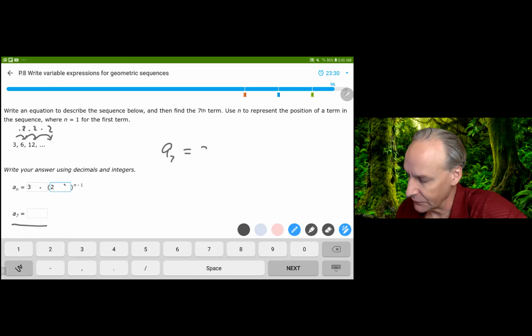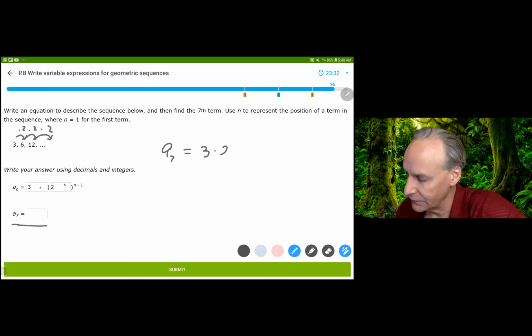So we're going to take 3 times 2 to the n minus 1. In this case, it's 7, so we're going to take it to the 6th power. And like I said before, 2 to the 6th power is 64, isn't it? And then we're going to multiply that by 3.